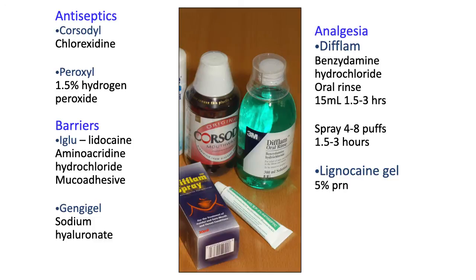How do we manage these patients? Well, antiseptics are always very helpful. Often patients will already have been using Corsodyl mouthwash daily when they're having abscess type ulcers. Proxyl may be helpful. Certainly barrier methods, Igloo, ginger gel can be very helpful. Analgesics, Difflam as a spray or oral rinse, lidocaine gel or a lidocaine spray, which is stronger concentration, can also be very helpful.